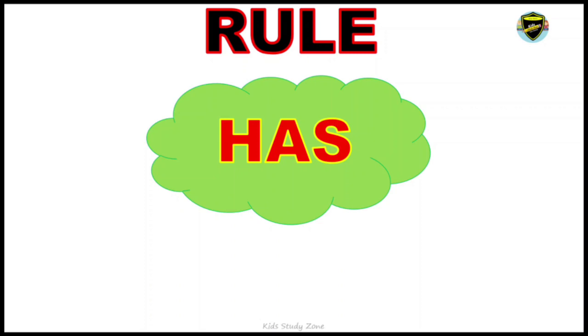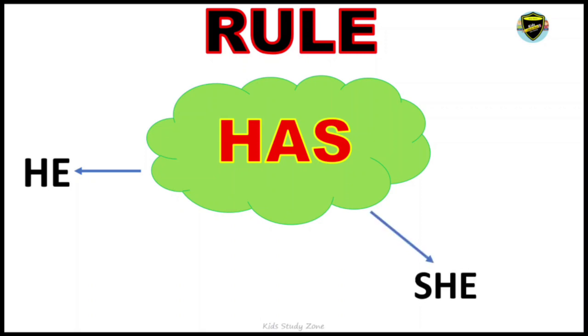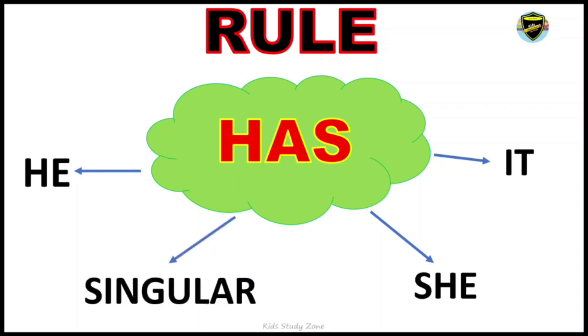We use has with he, she, it and singular. He when we are talking about one boy, she when we are talking about one girl, singular means whenever we are talking about anything, let it be animal, human being or anything that is in singular. Okay, means one. And it we use for animals and non-living things both.